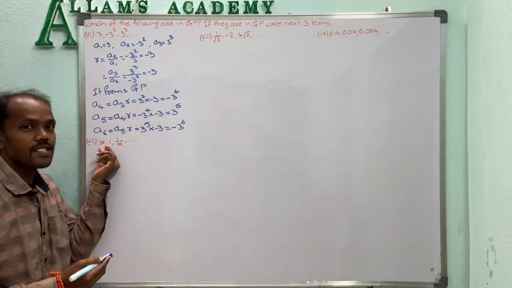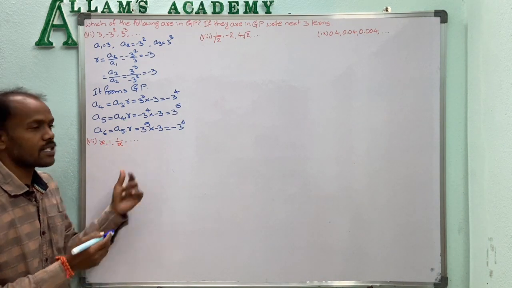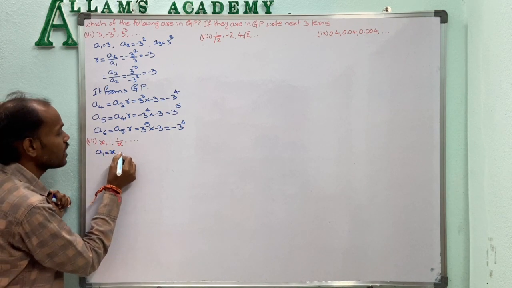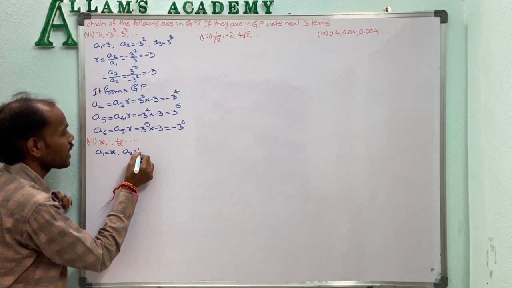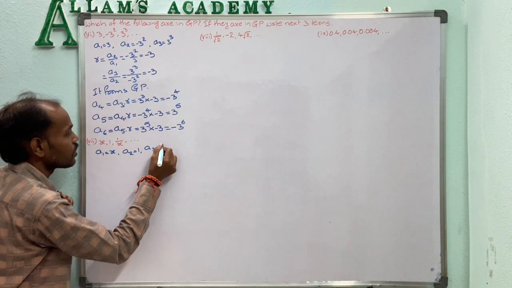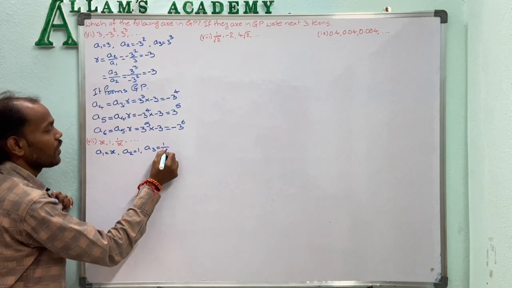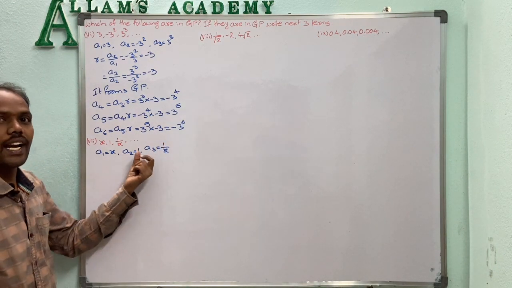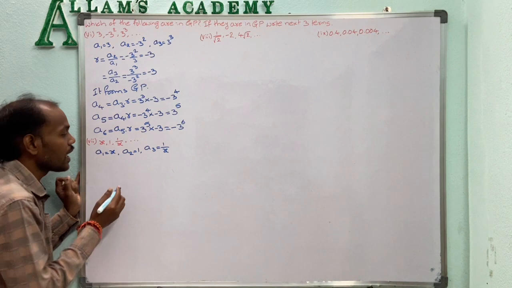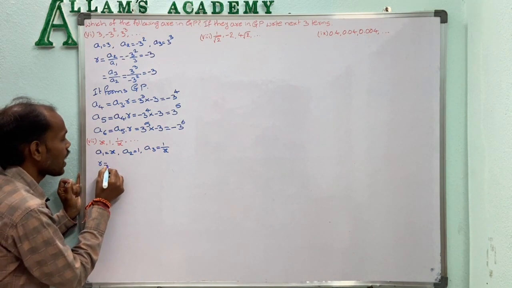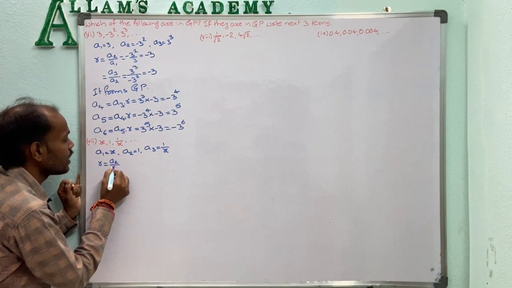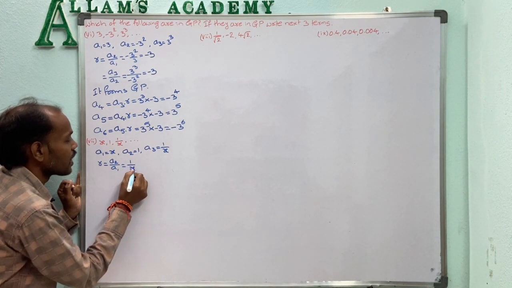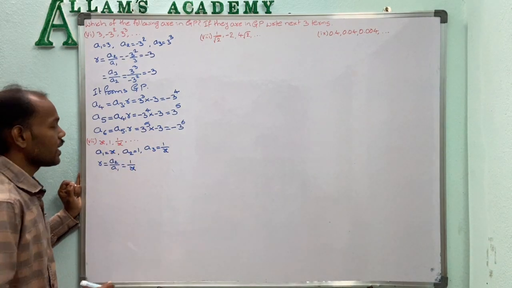Here the next series is x, 1, 1 by x and so on. From this series, the first term a1 is equal to x, the second term a2 is equal to 1 and the third term a3 is equal to 1 by x. To check whether it is in geometric progression or not, we have to find the common ratio. The common ratio r is equal to a2 by a1, that is 1 by x.